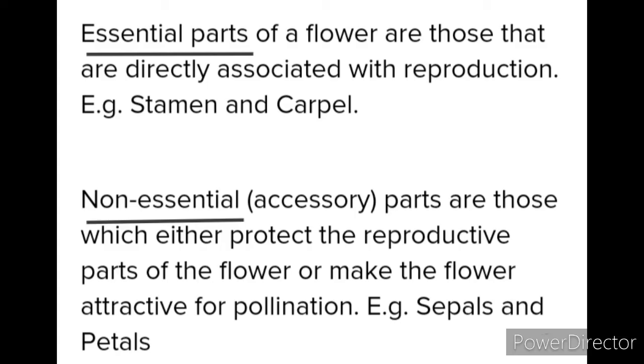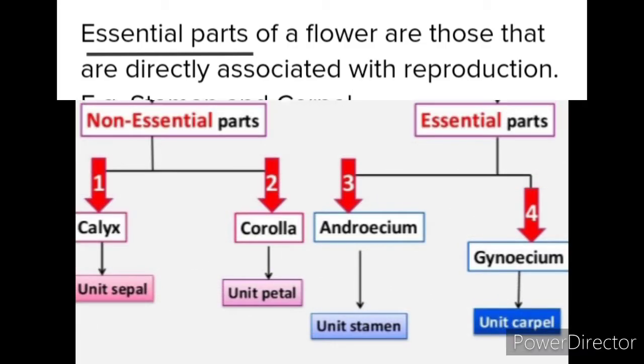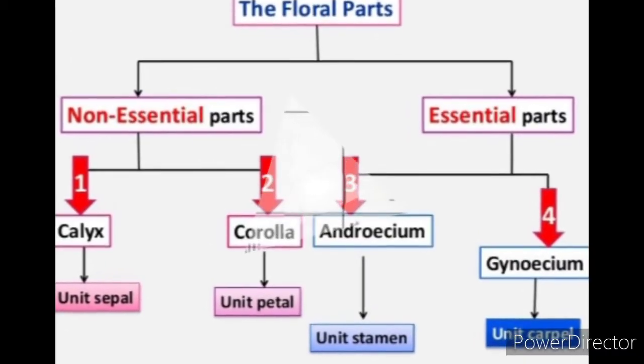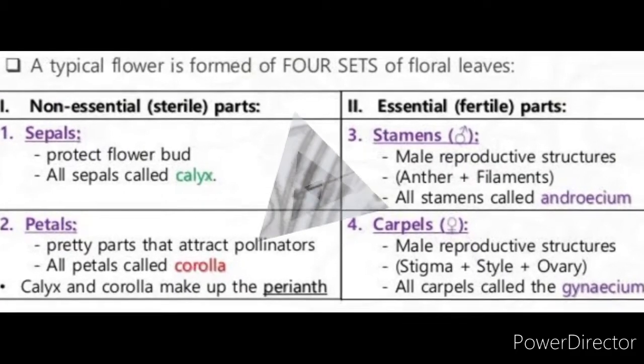Next, coming to non-essential organs. The organs which are not involved directly in the process of reproduction are called non-essential organs. Examples are sepals and petals, in other words, calyx and corolla. Even in the absence of calyx and corolla, the flower may undergo pollination, fertilization and seed formation. But these non-essential organs are important to attract insects and other organisms for cross-pollination.